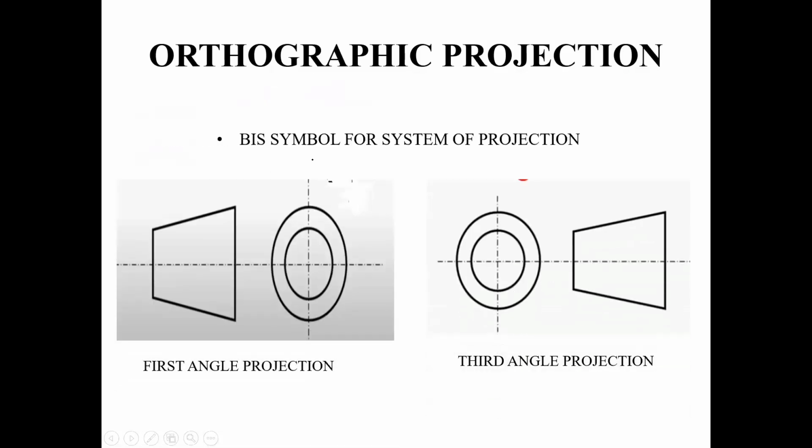So you see, this is the BIS symbol for the 2 systems of projection. And you can see that by swapping the 2 views, you can go from one system to the other system. So this is the BIS symbol for the first angle system of projection. This is the BIS symbol for the third angle system of projection.